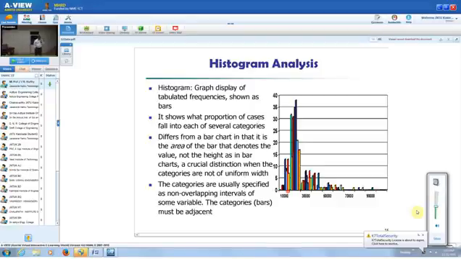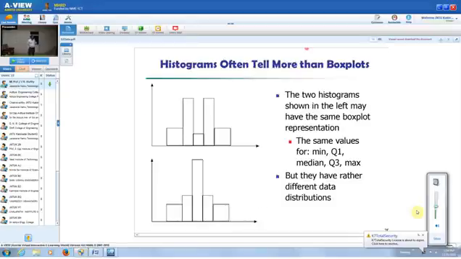So the categories are usually specified as non-overlapping intervals of some variable. The category bars must be adjacent. Next slide, please. I'll show you in the other slide. The two histograms shown on the left may have the same box plot representation. These are two histograms actually.